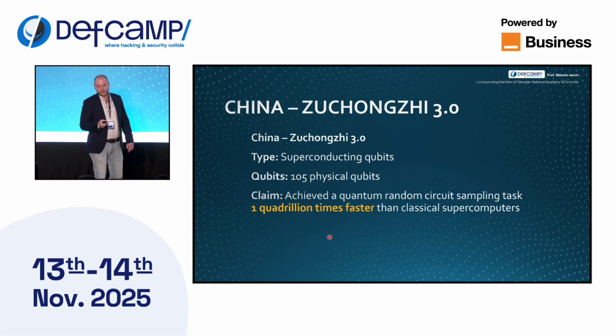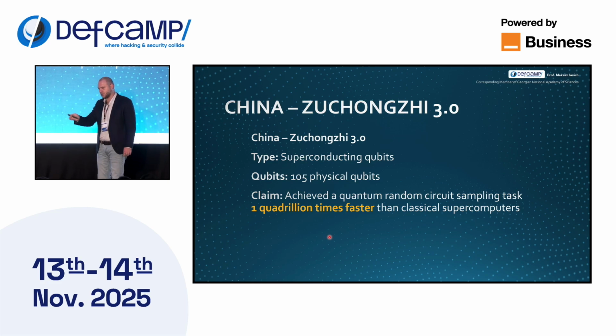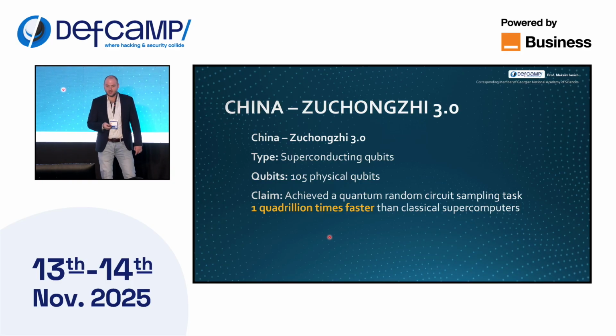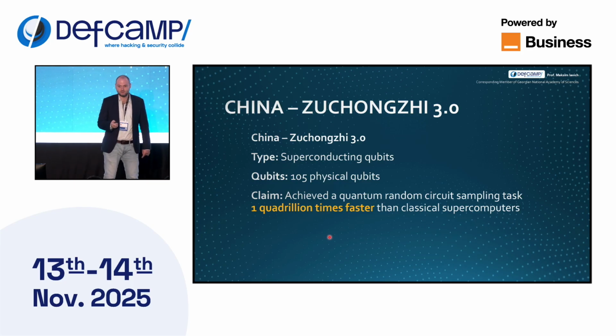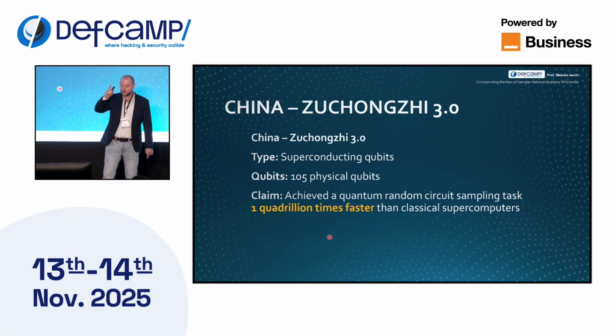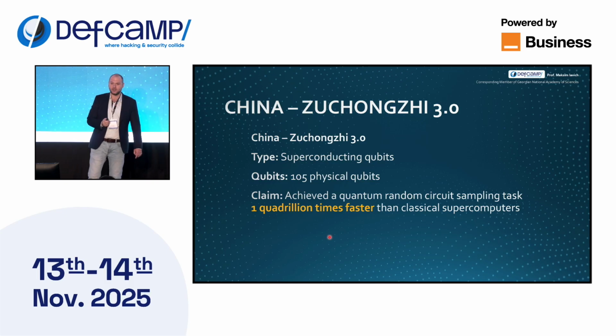So, what is going on today? China also already has Zhuchongzhi 3.0. Of course, this is the official information. Maybe we have something which is not open, but the official information is here. So they have Zhuchongzhi 3.0. They are in first place today. They use superconducting qubits. The number of qubits is 105. It's not a big amount, but they are very efficient. And they claim that they achieved a quantum random circuit sampling task 1 quadrillion times faster than a classical supercomputer.